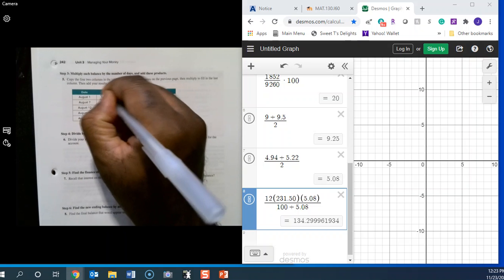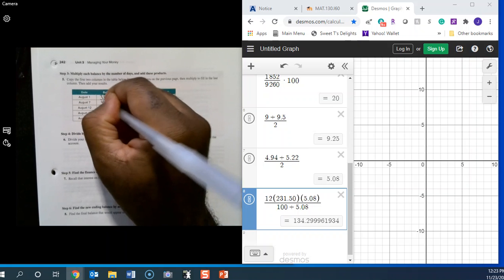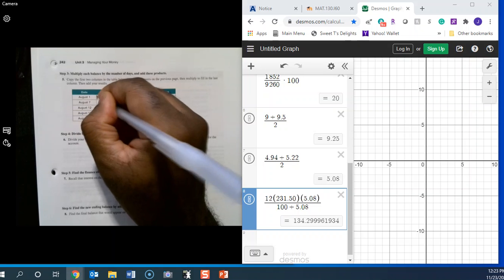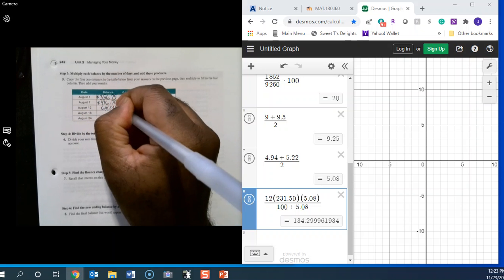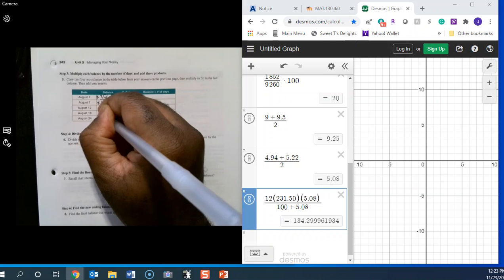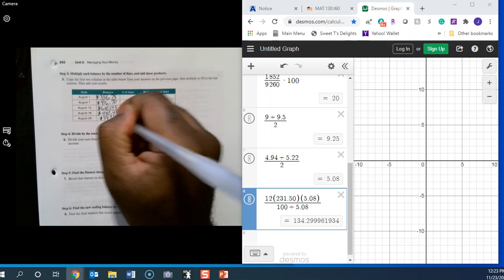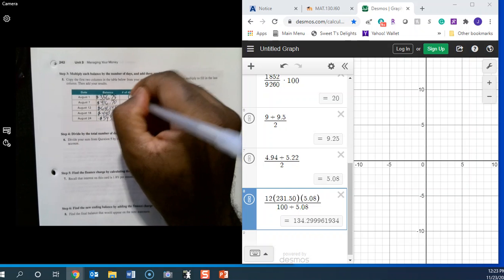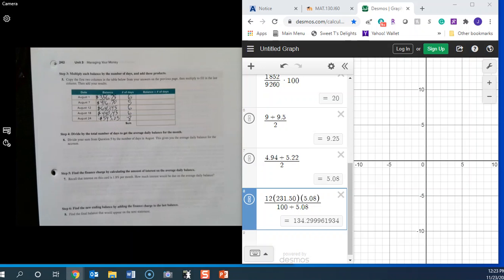So we had 356.75. We have 416.70. We had 640.45, 440.45, and 593.25. Then we had 65668. Okay, so that is what we had from the previous page.